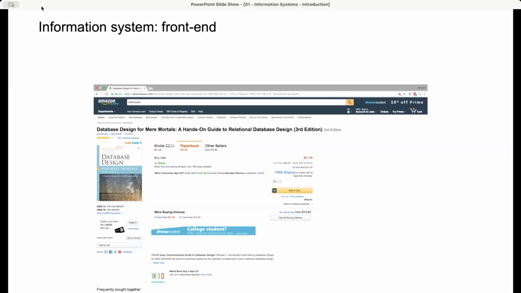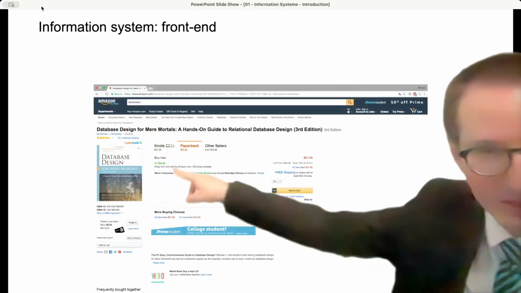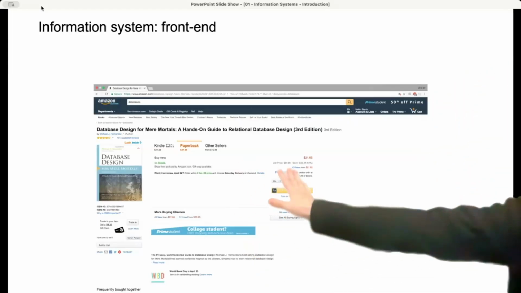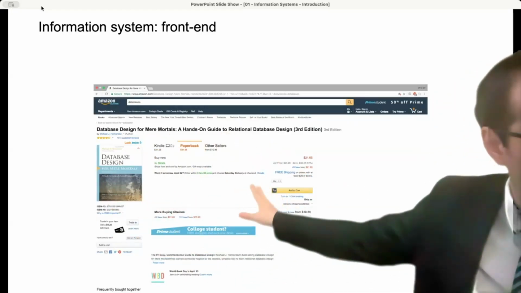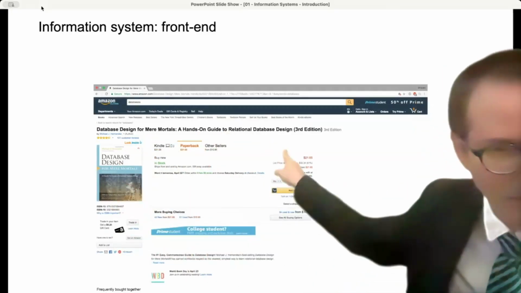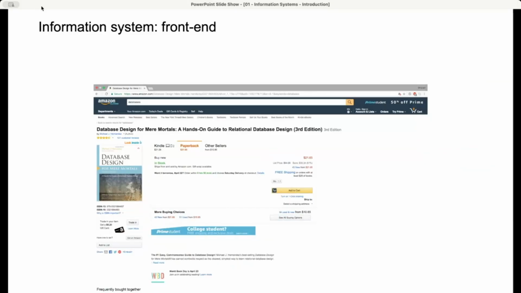Now, what also characterizes an information system is the front end, the fact that you have a website somewhere that interacts with you with HTML, that you might have heard of. That's the page that you see. But hidden behind this, there is an information system. There is often a relational database management system. And all that you see on the page, the price and so on, comes from a database system behind it.